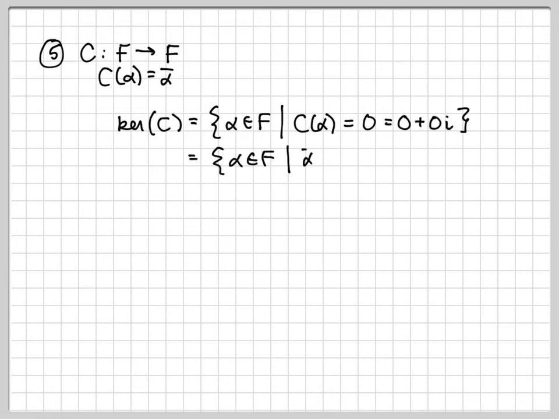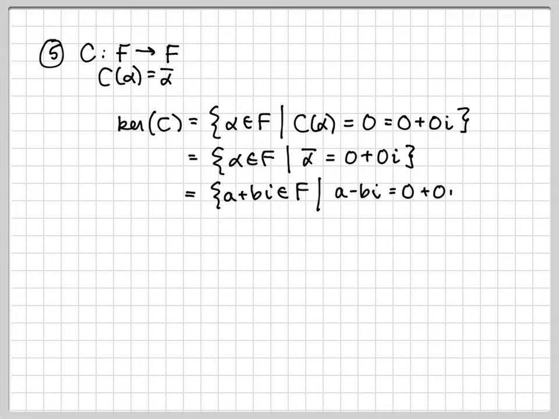Conjugation, the kernel is every complex number whose conjugate will give us 0. So if I take a plus bi in F, then a minus bi should be 0 plus 0i. That means a and b both have to be 0. Now, if this is just the subring of the real numbers, then b is always 0 anyway, and that's okay. That's just saying the real part also has to be 0. But the kernel of conjugation, whichever subfield of the complex numbers we pick, is going to be the set that just contains 0, and that is an ideal. That's the principal ideal generated by 0.